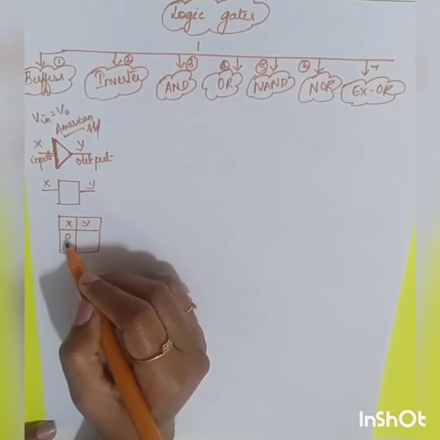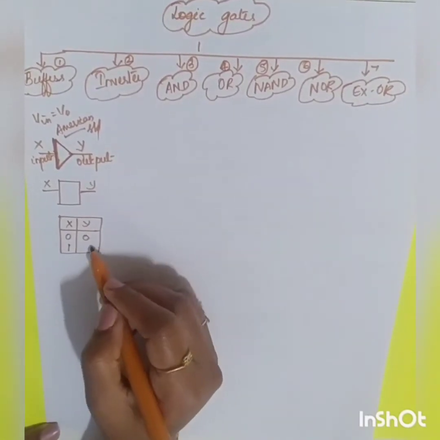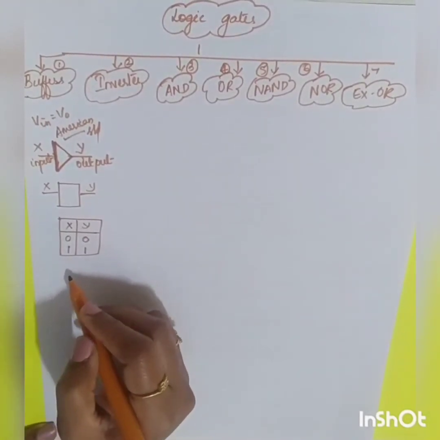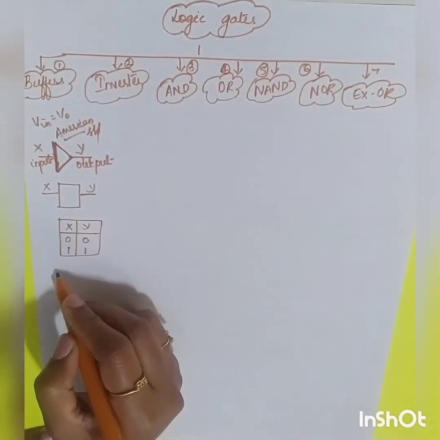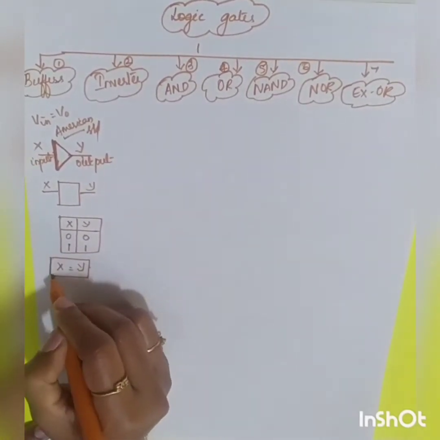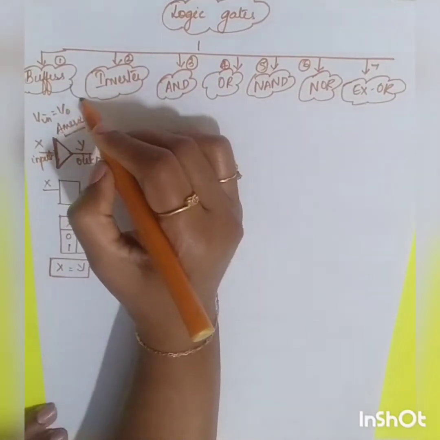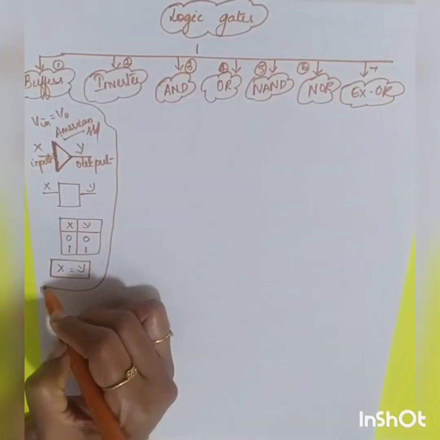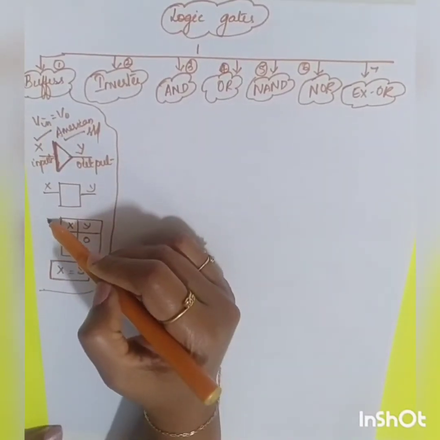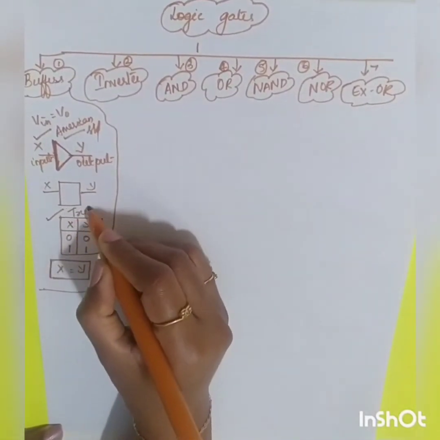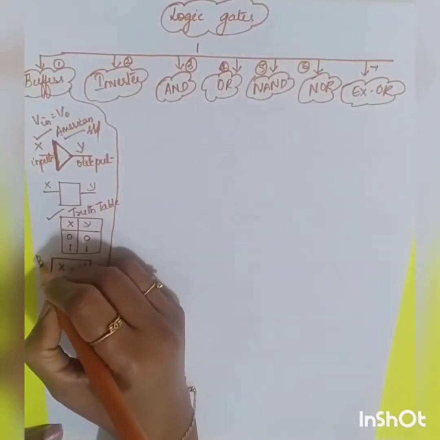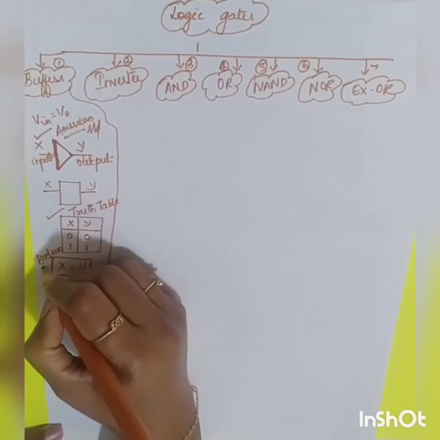Okay, so in the case of the buffer, the output is always equal to your input. If 0 is your input, 0 will be your output. If 1 is your input, 1 will be your output. Okay, the third thing you are going to study is your Boolean expression. So X is equal to Y is the Boolean expression in the case of your buffer. Okay, so these are the different things: first one is your symbol, second one is your truth table, and the third one is your Boolean expression.